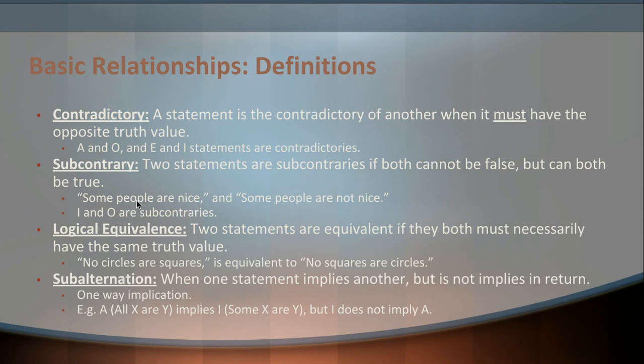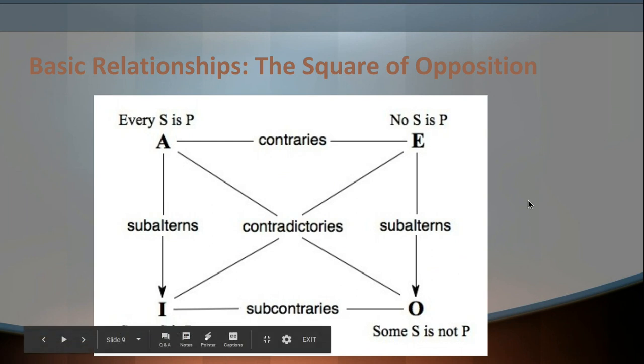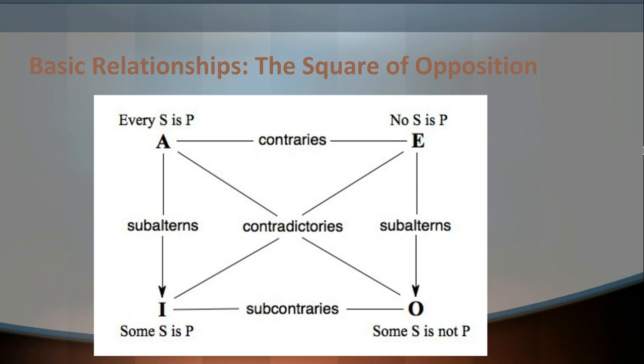But it can be the case that both of these are true. It can be the case that some people are nice and some people are not nice. This is a basic fact about the world. So subcontrary statements can both be true, but they can't both be false. If we go back to our square, I statements and O statements are particular statements. These are subcontraries. These are things that can both be true, but they can't both be false.